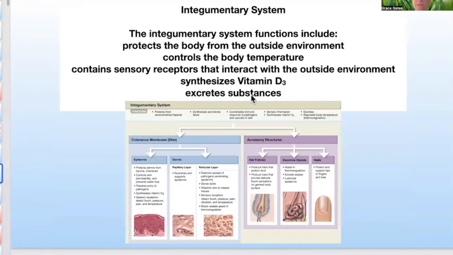The integumentary system functions include protecting the body from the outside environment, helping to control the body temperature, helping to sense the external environment with many sensory receptors, helping to synthesize vitamin D3, and excreting some substances in the sweat.